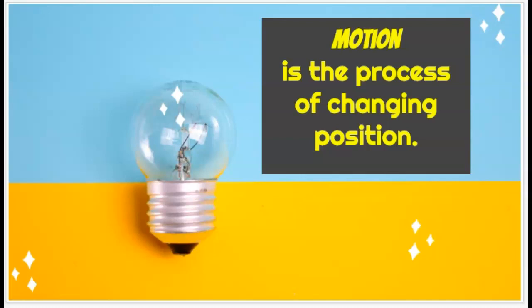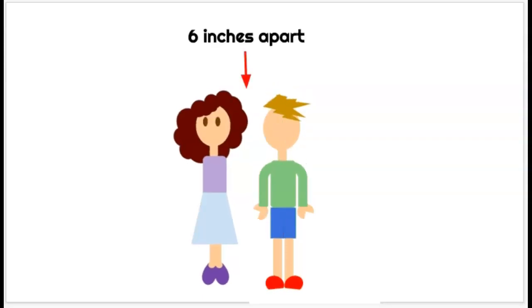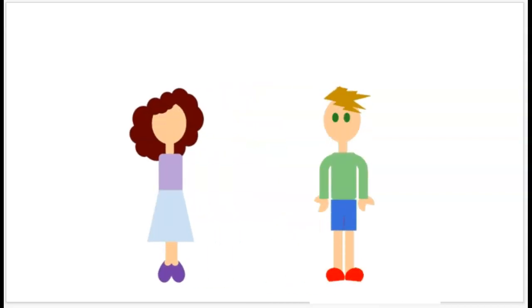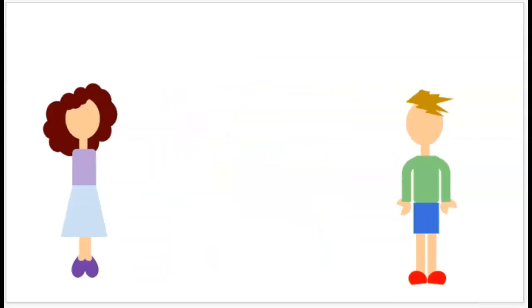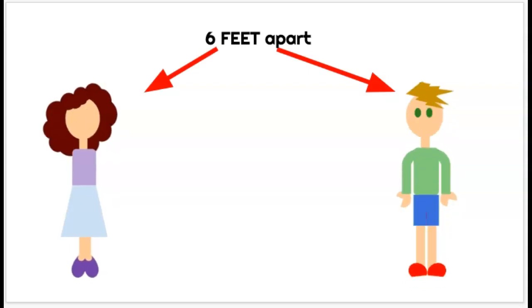So let's go back to that idea of you and your friend. We said that if you're describing where you're standing in a room, you might say, I'm standing so far away from this friend, okay? So let's say that you are beside your friend and you are 6 inches apart, okay? So you're 6 inches apart, and let's say you walk a little farther away from each other to where now you are 6 feet apart. So we have changed our position. Motion has happened, okay?